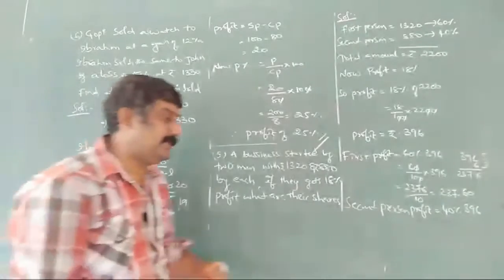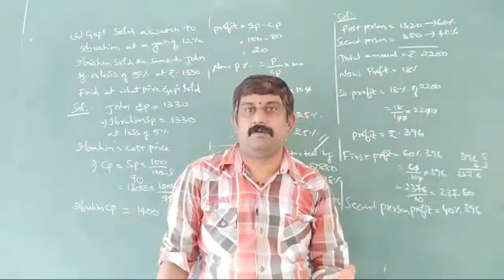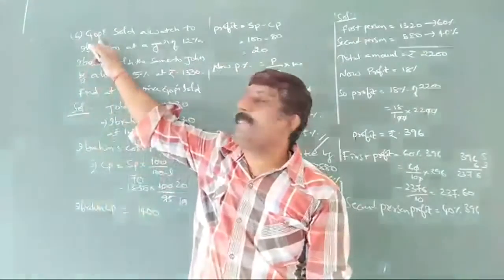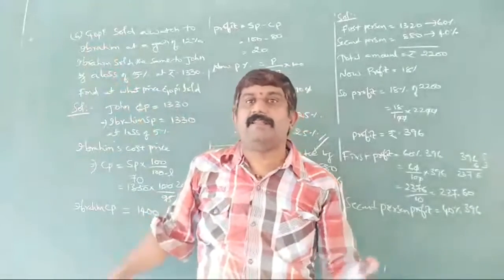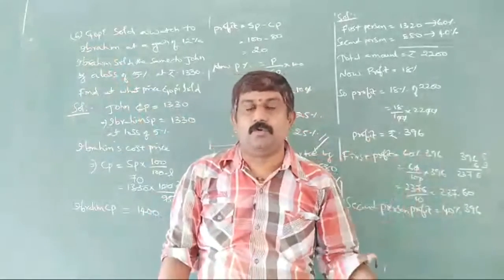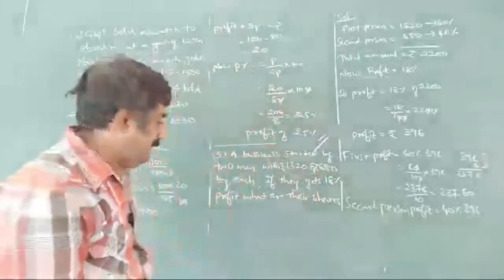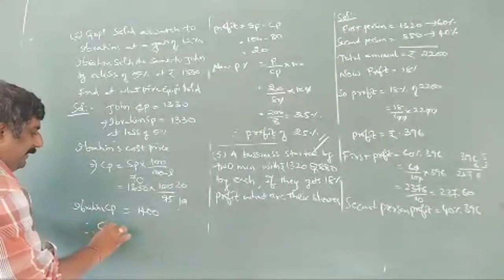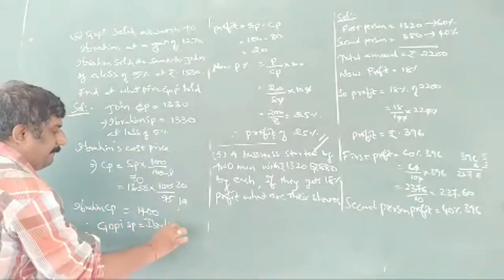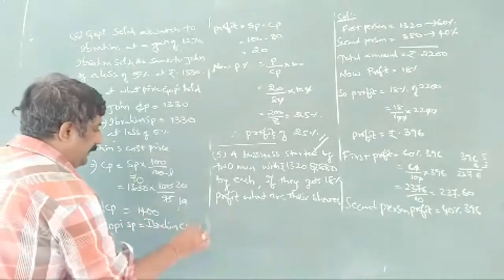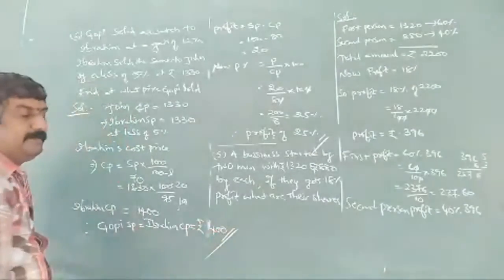But now I have a question here. From whom did Ibrahim purchase this watch? From Gopi. So what will this be to Gopi? This will be the selling price of Gopi. So Gopi's selling price and Ibrahim's cost price are both the same. Therefore Gopi's SP is nothing but Ibrahim's CP, which is rupees 1400. So this is our requirement.